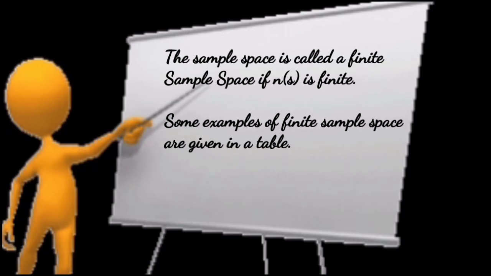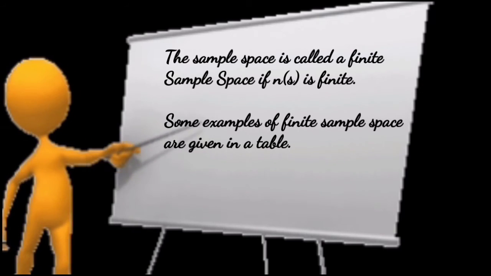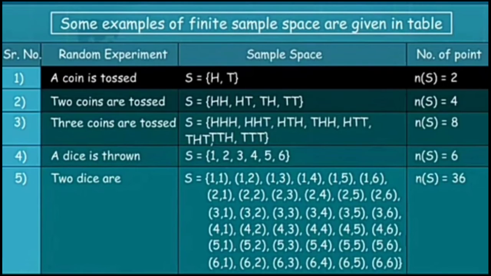Finite sample space. The sample space is called a finite sample space if n(S) is finite. Examples of finite sample space are given in table. A coin is tossed, sample space will be H and T. Two coins are tossed, then sample space is HH, HT, TH, TT. Three coins are tossed, then sample space is HHH, HHT, HTH, THH, HTT, THT, TTH, and TTT. A dice is thrown, then sample space is 1, 2, 3, 4, 5, 6.